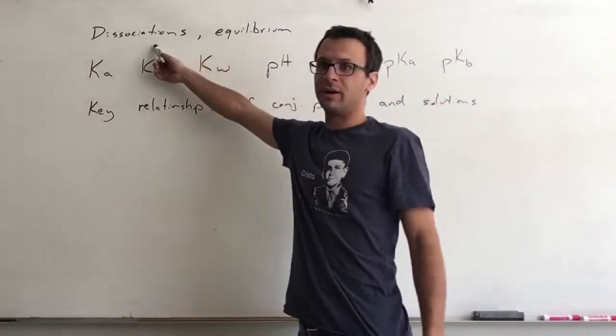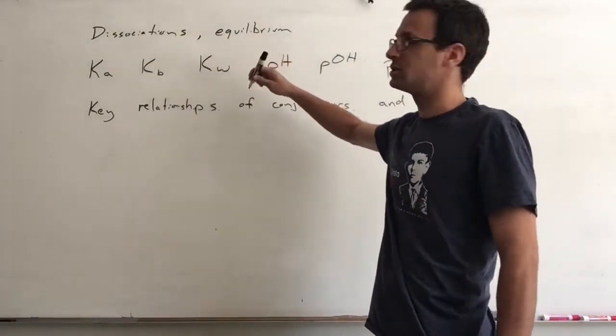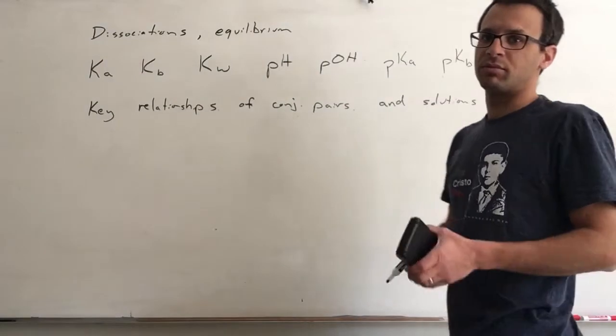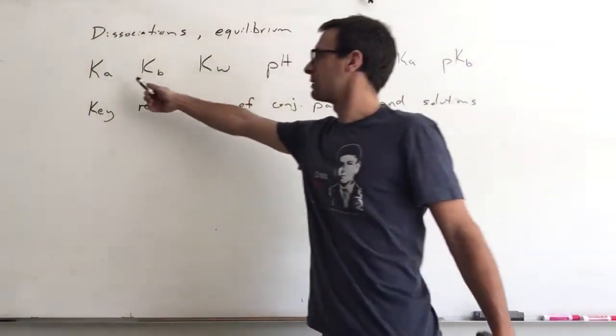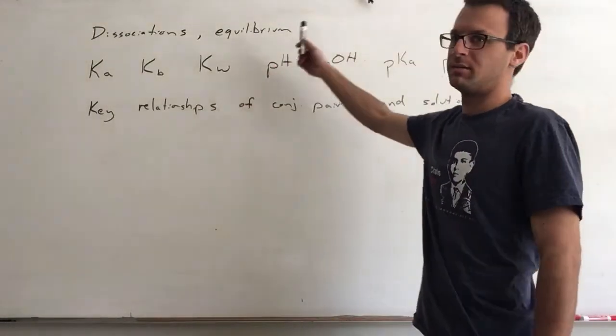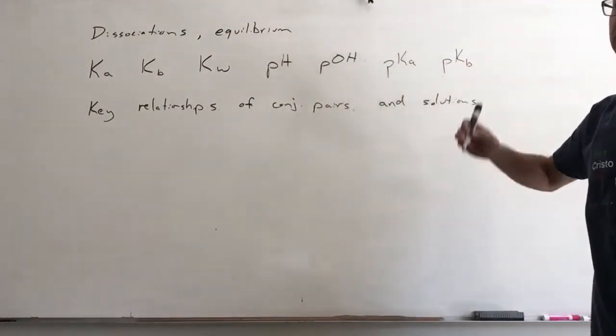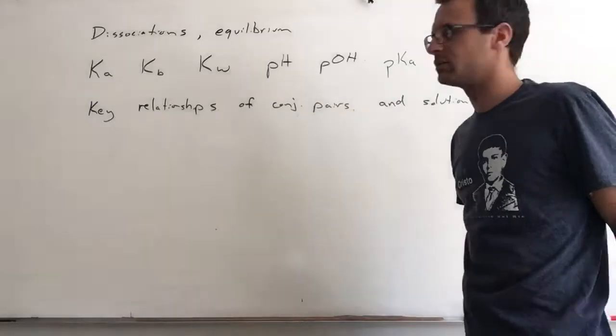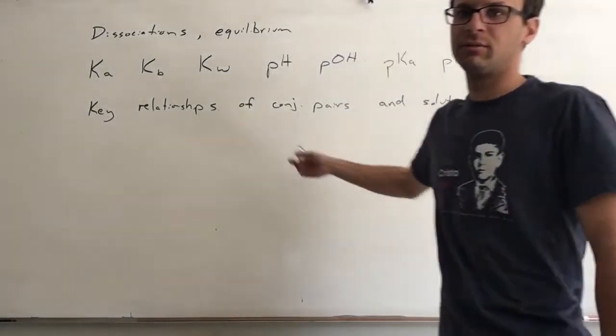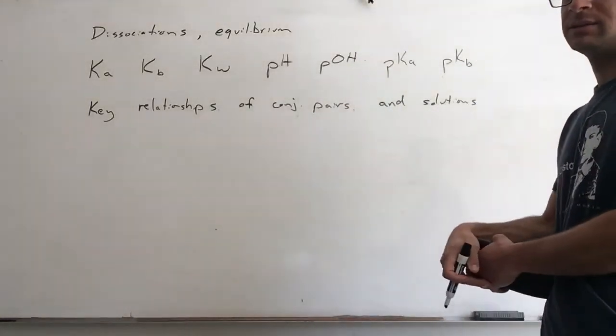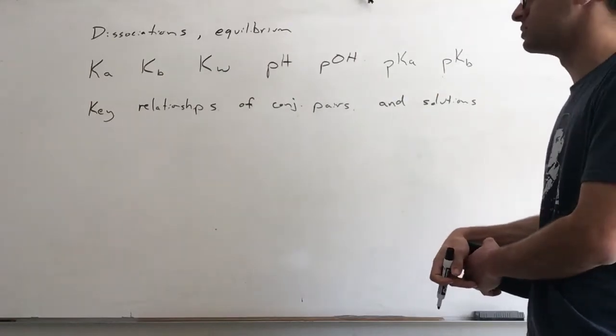So we're going to talk today about a few different things. Gotta go fast so that this video can be uploaded. I want to talk about acid-base dissociations and writing them. We'll try an equilibrium problem. Then we'll talk about Ka, Kb, Kw, pH, pOH. What's pKa? What's pKb? Lots of units. We'll look at key relationships in conjugate acids and bases and in solutions.